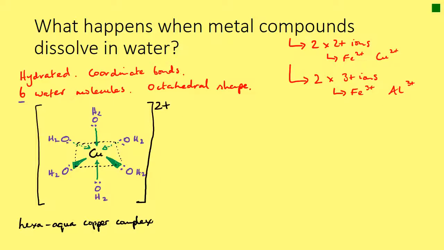Now, for the sake of completion, we're going to do a hexa aqua aluminium complex. So we've done this one here. The iron is just the same, so we won't bother drawing that out. And in fact, the aluminium is just the same with a tiny difference, but nevertheless, we'll draw it out for completeness. So again, we've got an aluminium 3+ ion in the middle, and in the same way as before, we're going to have 6 water molecules.